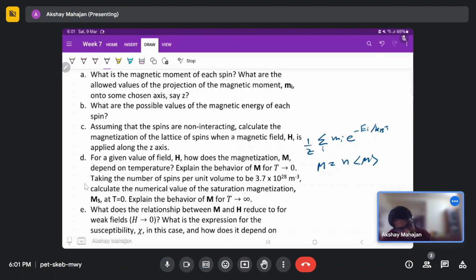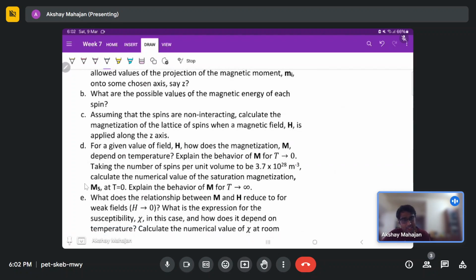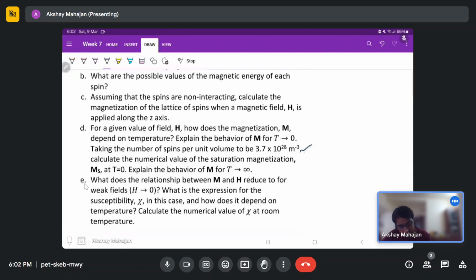Then part D is for a given value of field H: how does the magnetization M depend on temperature, and explain the behavior. So once you get the magnetization from part C, just see whatever function you get, and try to see what its limits are for T tends towards 0 and T tends towards infinity. And you also have to find a numerical answer, if the number of spins per unit volume n is given to you.